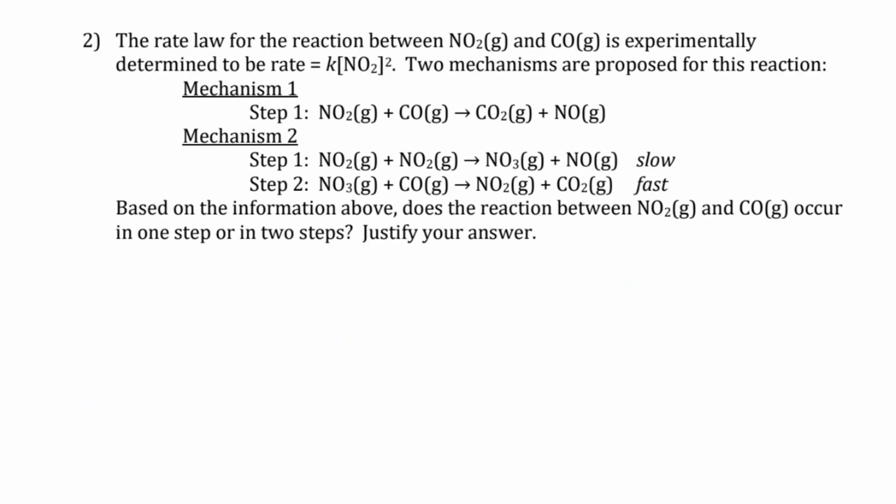The rate law for the reaction between NO2 and CO is experimentally determined to be rate equals K times NO2 squared. Two mechanisms are provided below. Based on the information above, does the reaction between NO2 and CO occur in 1 step or 2 steps? Justify your answer.